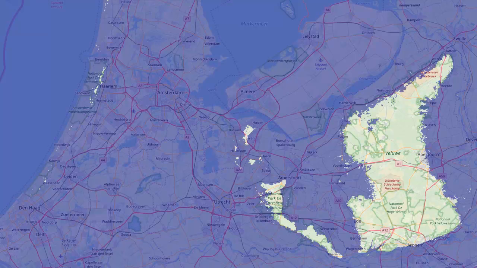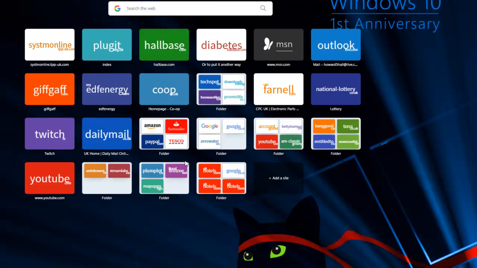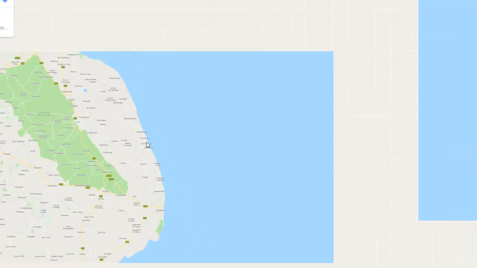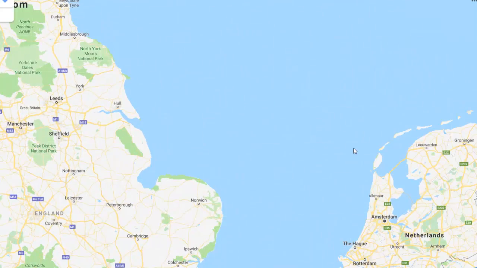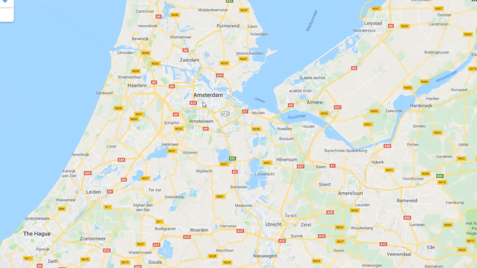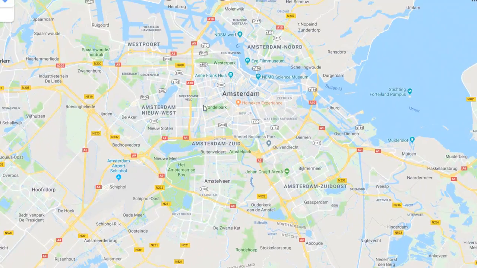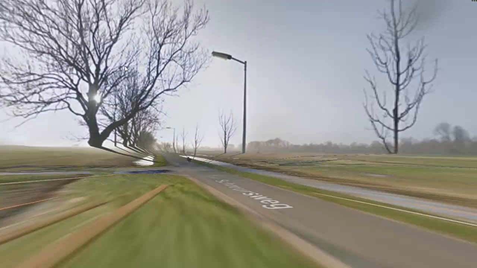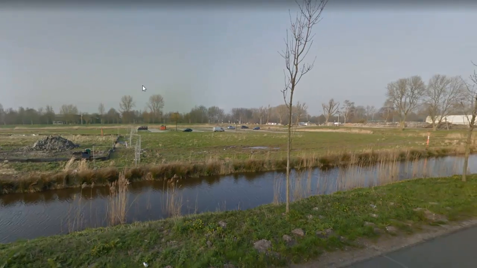Let's just see what we'd be missing. Let me go to another little place here. We'll go to Google Maps and zoom out and go here. Look, this is Amsterdam, the city we know. What's going to be missing? Let's take a look, and drop down somewhere onto one of these roadways.